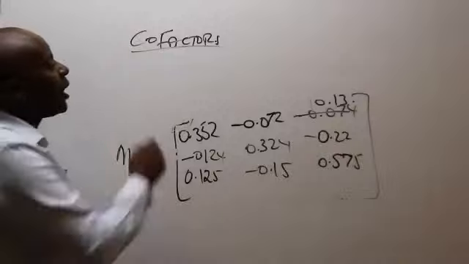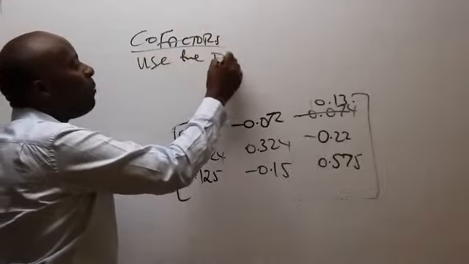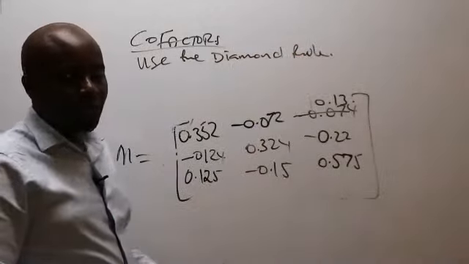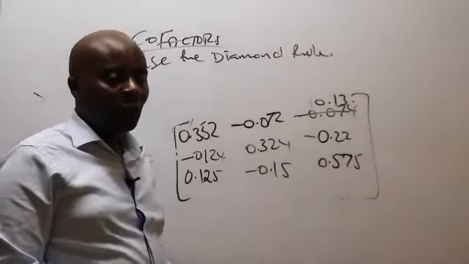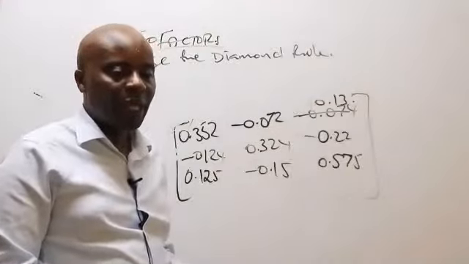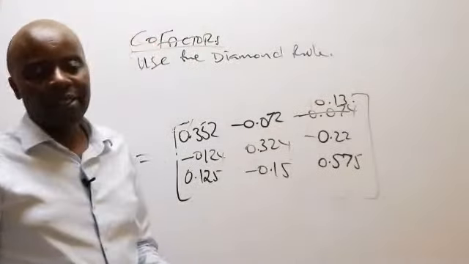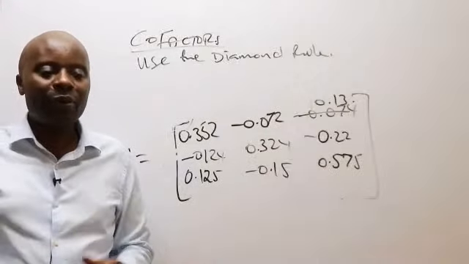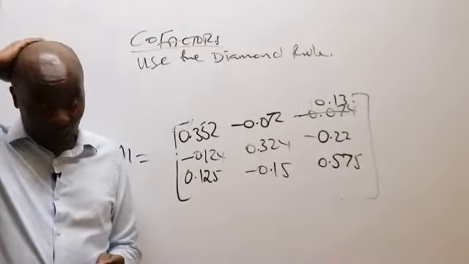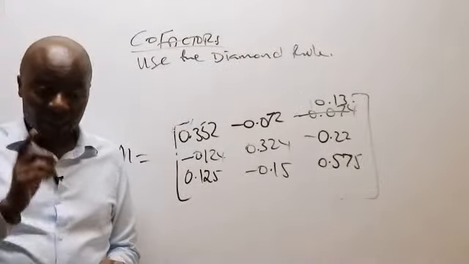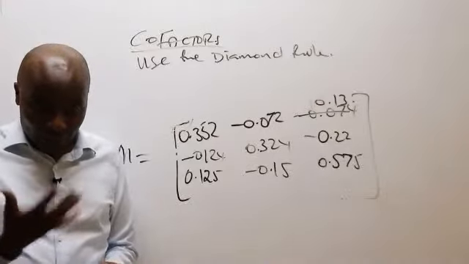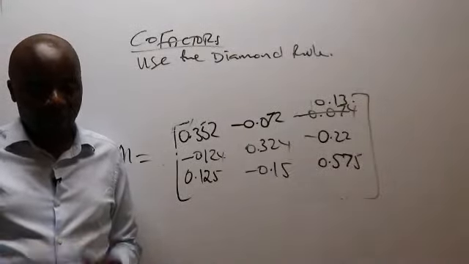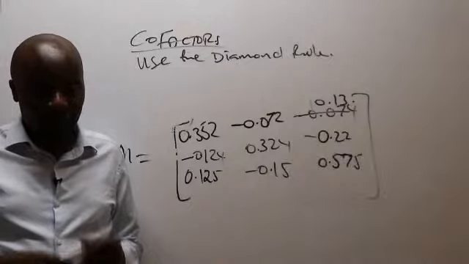Basically, to get cofactors, we use the diamond rule. So you use the diamond rule, and at this particular juncture, I would want to know whether there is any of my students here who has ever seen a diamond, a real diamond. Leave alone those things that you normally see in cartoons and movies. Somebody who has ever held a diamond in his hand like this. Is there anybody who has ever seen a diamond?